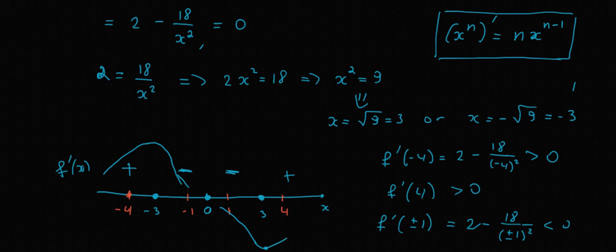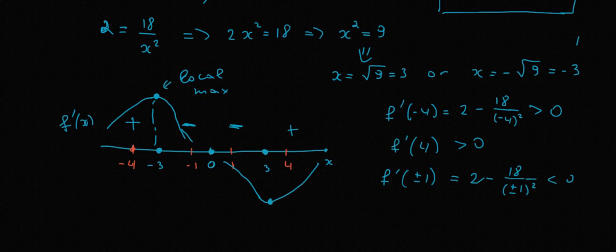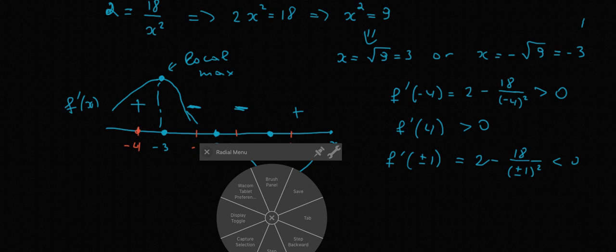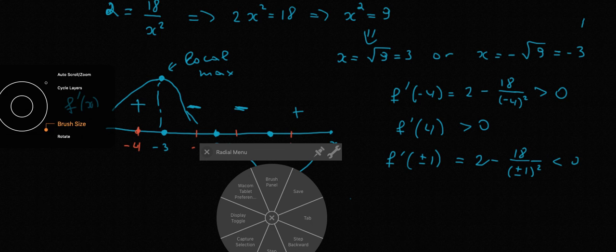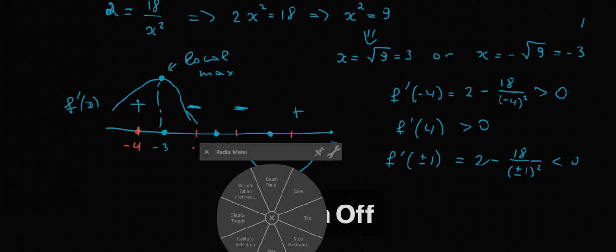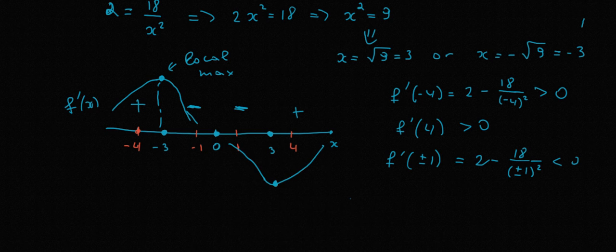And then it starts going up because the first derivative turns positive. So what we see here is that x equals -3 is going to be a relative maximum or local maximum, whereas the point positive 3 will be a local minimum. Okay. So here we will have a local minimum.